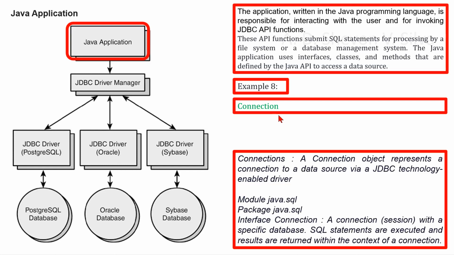A connection object represents a connection to a data source via a JDBC technology enabled driver. Here is the interface Connection in package java.sql in module java.sql. A connection is a session with a specific database. SQL statements are executed and results are returned within the context of a connection. The data source can be a DBMS, a legacy file system, or some other source of data with the corresponding JDBC driver.